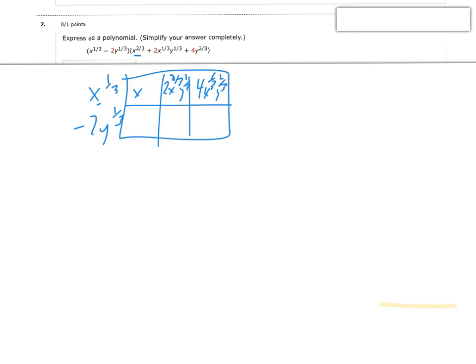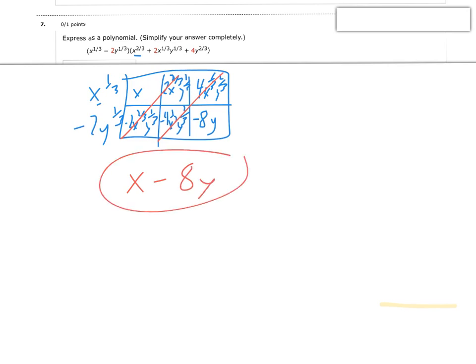So then this one will be negative 2x to the 2/3, y to the 1/3. And then this one will be negative 4x to the 1/3, and then I'm going to add the y exponents, so that'll be y to the 2/3. And then the last one over here will be negative 8, and then that'll be y to the first power because I'll add those and get 1. So you'll notice actually we get canceling out here, and so it should just leave me with 8 minus xy.